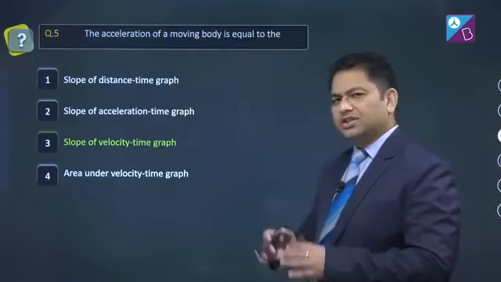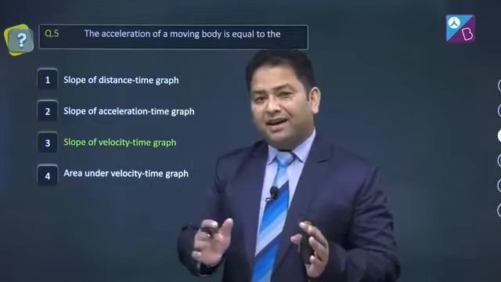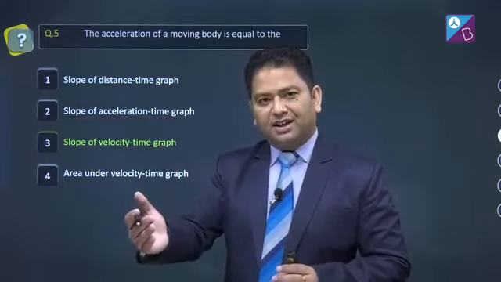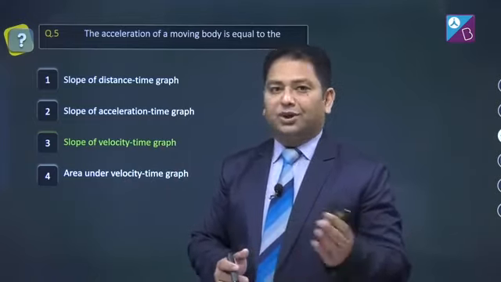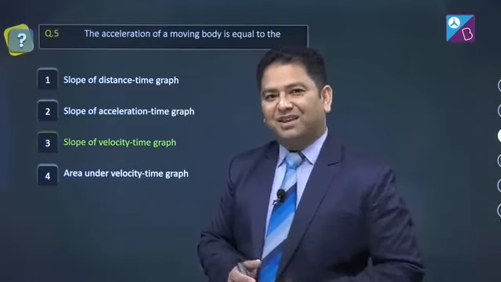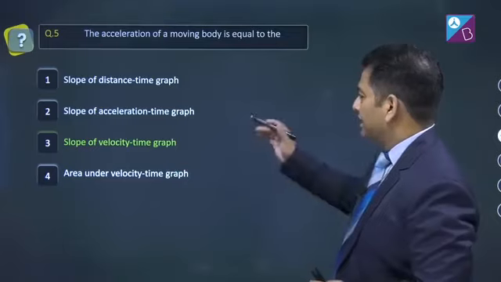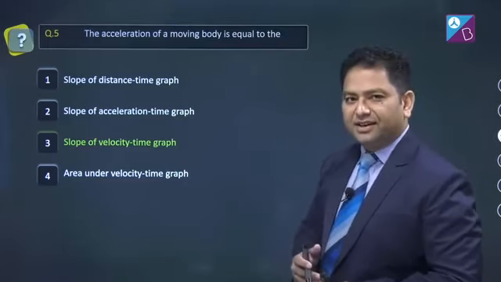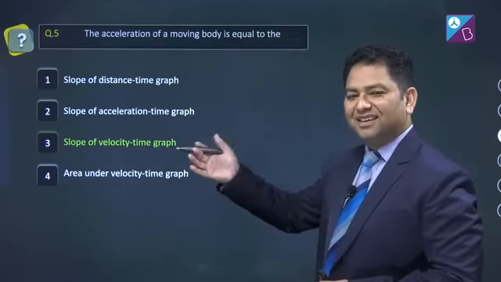Let's go to question number 5, all right? What does it say? Straightforward. In a question paper you will find one or two questions that are straightforward, fact-based questions, and they really help you save your time, or what you call time management. Now what does it say? The acceleration of a moving body is equal to... By the way, let's write the definition of acceleration. The correct option is in front of you, but how did it come? Let's try to see.